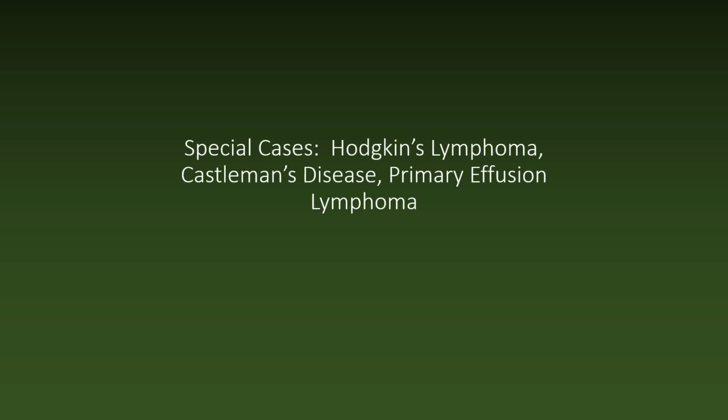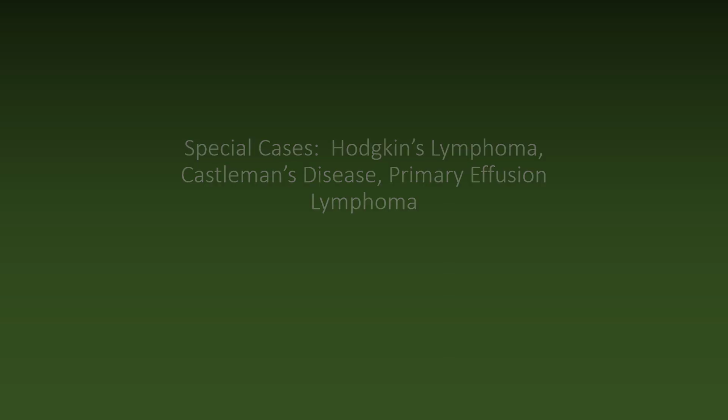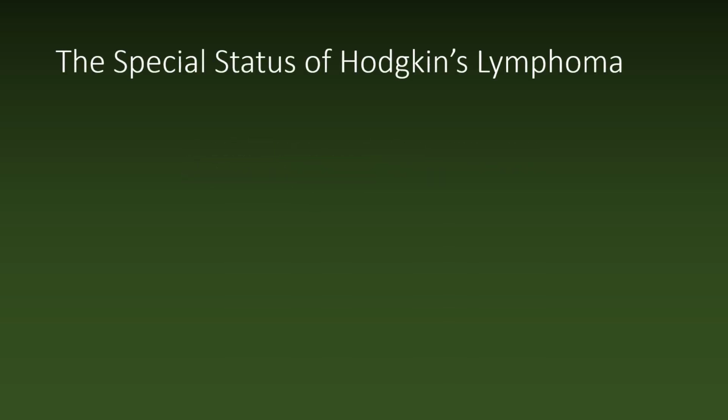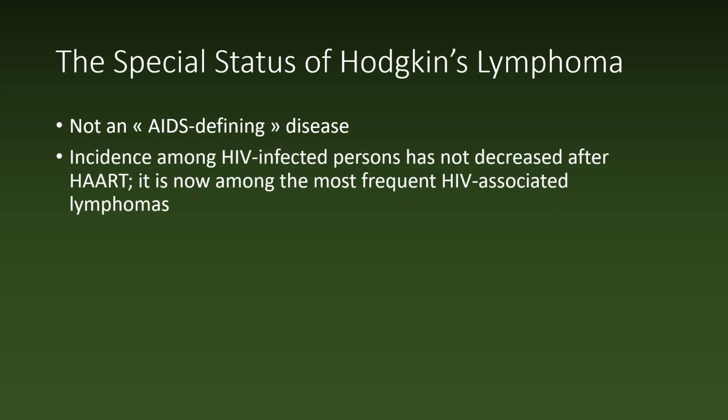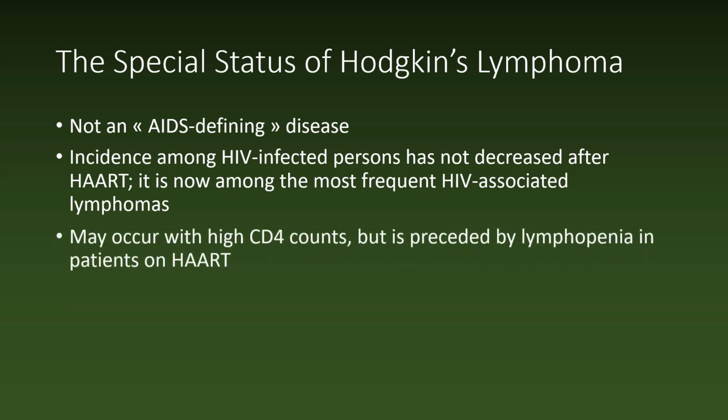To finish, let's look at some special cases: Hodgkin's lymphoma, Castleman's disease, and primary effusion lymphoma. Hodgkin's lymphoma in HIV/AIDS is not an AIDS-defining disease. Contrary to other lymphomas, its incidence among HIV-infected persons has not decreased after HAART. It is now among the most frequent HIV-associated lymphomas. It may occur with high CD4 counts, although it is preceded by lymphopenia in patients on highly active antiretroviral therapy.